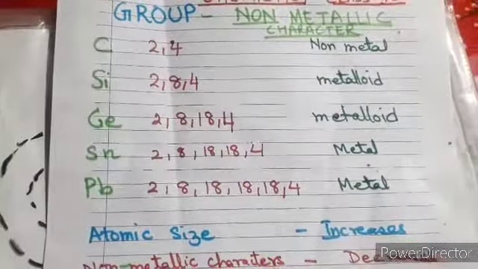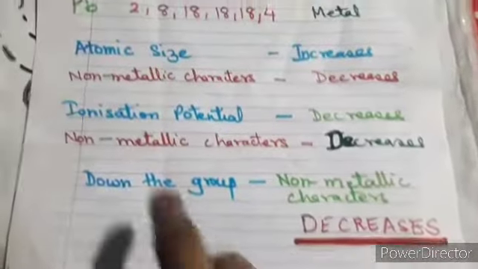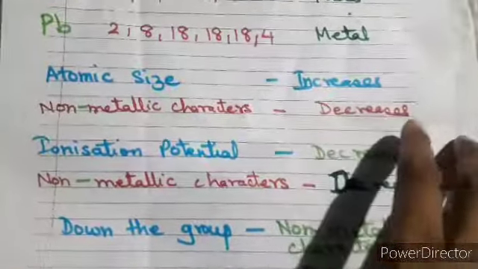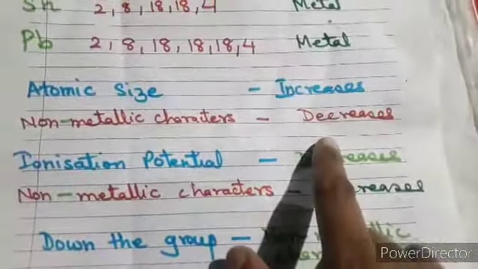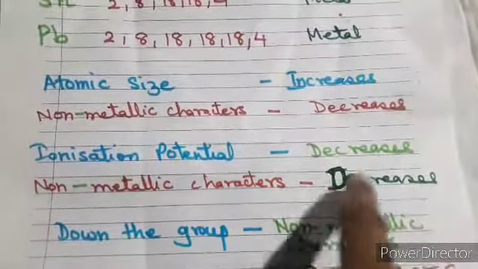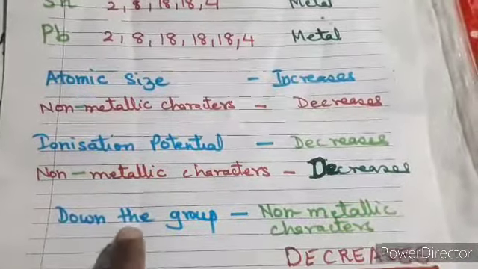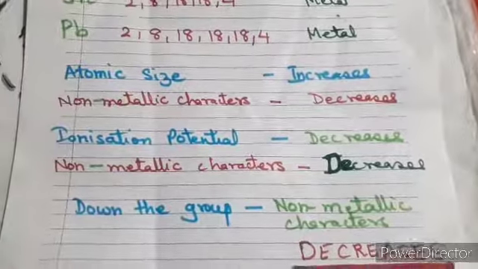So I think this concept must be clear to you. Once again we are focusing on the points: atomic size increases, the non-metallic character decreases; ionization potential decreases, non-metallic character decreases. So both the times you are getting a decrease. So overall, when you move down the group, the non-metallic character decreases.